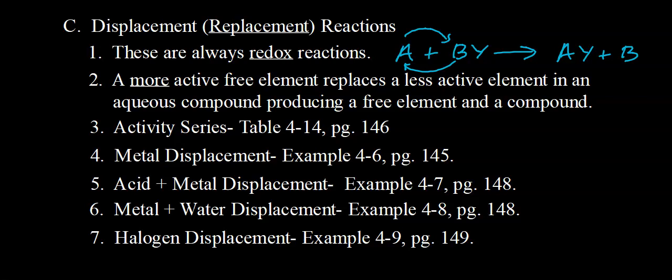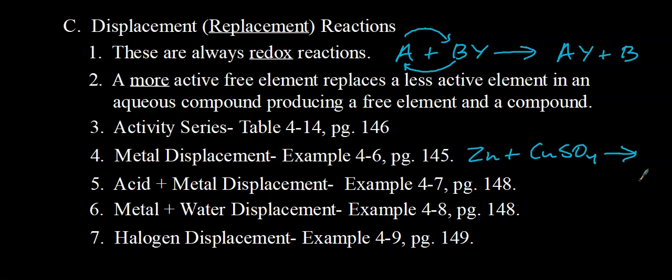So in example 4.6, we have zinc metal being placed in a solution of copper(II) sulfate. So the question is, can zinc replace copper in a compound? If we go to the activity series, we see that zinc can in fact replace copper. And so this reaction does occur. Your products will be zinc sulfate and copper metal.